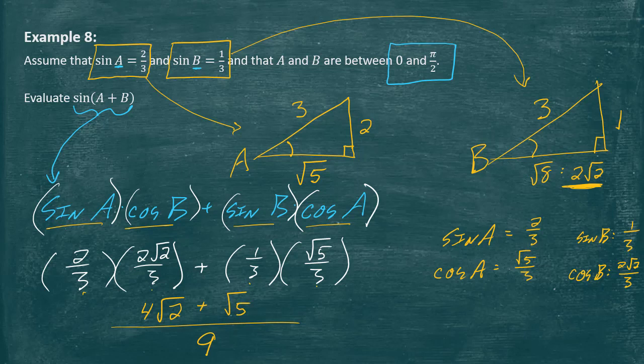And at this point, I would look to see if there was anything I could maybe simplify. I notice that I don't have any radicals on the bottom, so I don't have to rationalize. And actually, this is as good as I can make that. So that would be my ratio for whatever the a plus b angle would be.